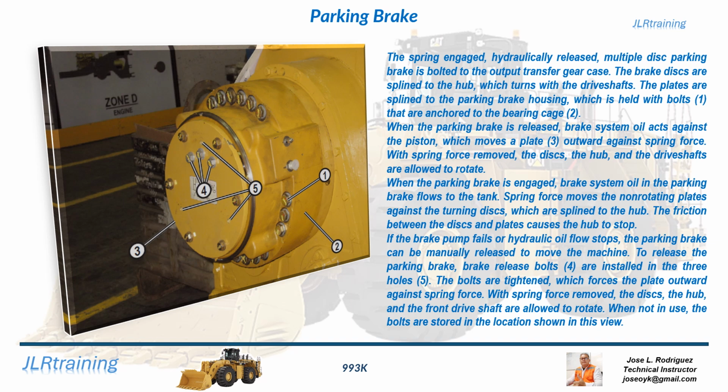If the brake pump fails or hydraulic oil flow stops, the parking brake can be manually released to move the machine. To release the parking brake, brake release bolts, 4, are installed in the 3 holes, 5. The bolts are tightened, which forces the plate outward against spring force. With spring force removed, the discs, the hub, and the front drive shaft are allowed to rotate. When not in use, the bolts are stored in the location shown in this view.